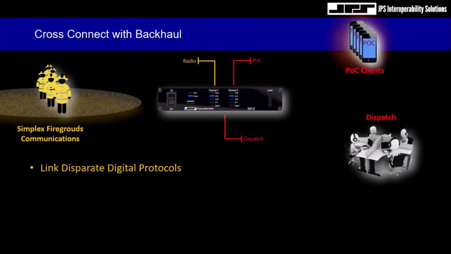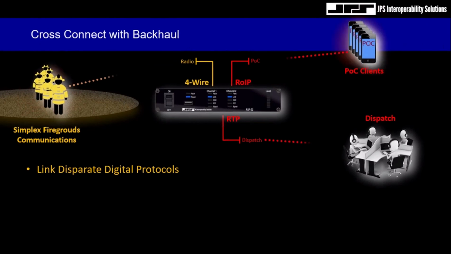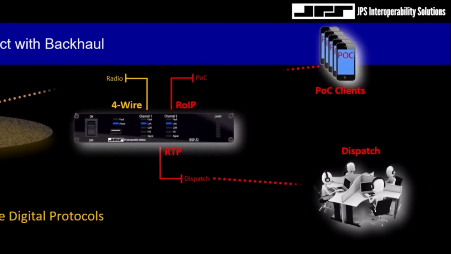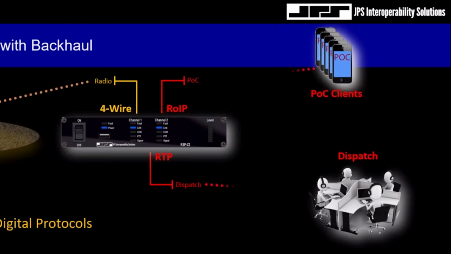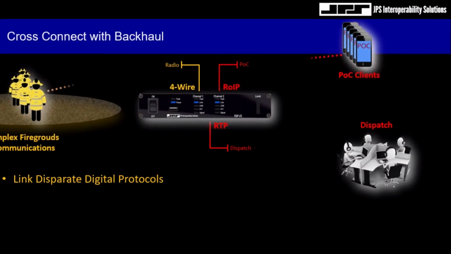So here's an example of a back-to-back digital interface, and specifically the integration of a push-to-talk over cellular talk group with an RTP backhaul to a console. And naturally, we have our simplex or duplex communications in this example. So the back-to-back digital interface is between the JPS RoIP interface supporting a POC system and the dispatch console that has an RTP digital interface. So we can see the back-to-back digital links illustrated in red.